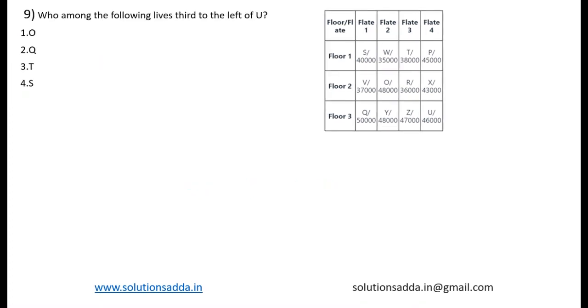The next question is, who among the following lives third to the left of U? So the question is third to the left of U. Let's find U. Third to the left of U is Q. This is left of U and third will be 1, 2 and 3. So Q is the one. So option B or option 2 is the correct answer here and Q is the correct.